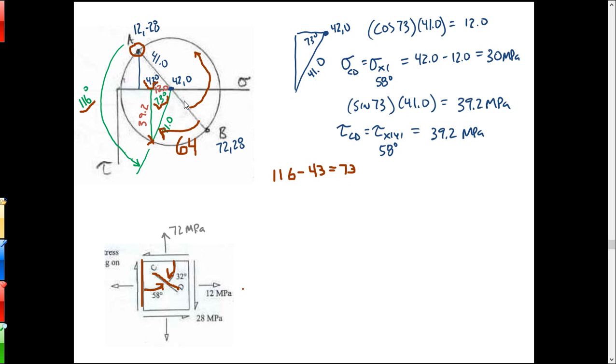Every situation's different. There's no standard way to calculate that angle. You just got to look at it and figure out what the vertex angle on that triangle is. In this case, the 116 is the total, and 43 is required to get you down to the horizontal axis. So that leaves 73 more to come on around.